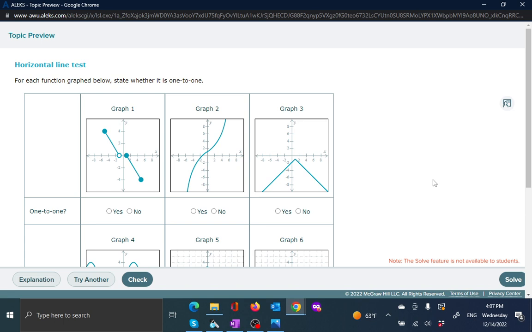Okay, what do we have in mind here? We have a graph of a function, and the question is, is it one to one or not? Well, what is the issue of being one to one? What is the significance of that?